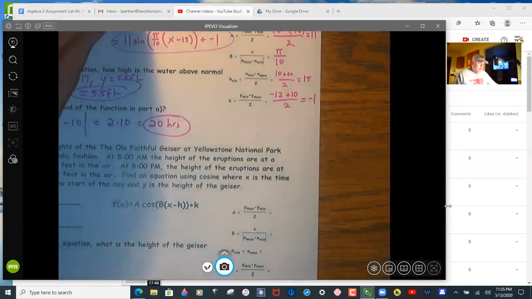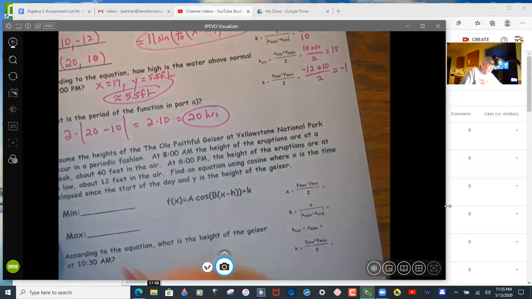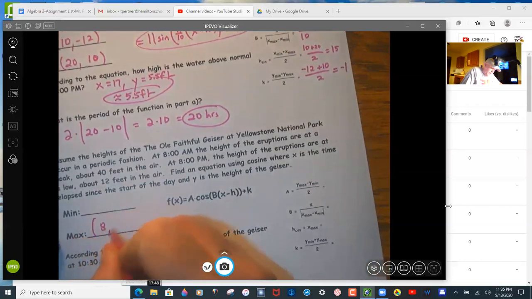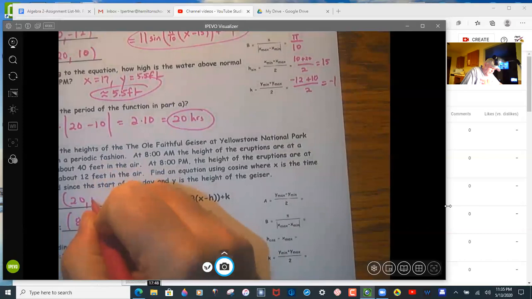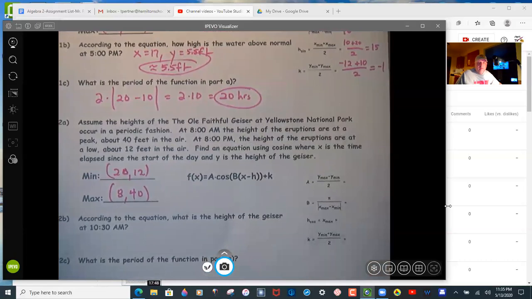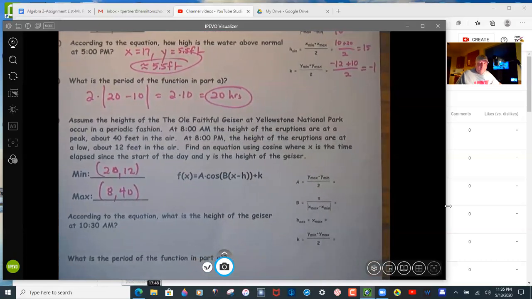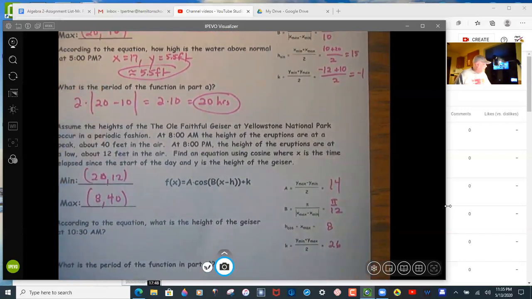All the same on number 2. So at 8 a.m., the height of the eruptions are at a peak 40 feet in the air. So 8, 40 goes right here. If you don't get the min and the max correct, you're going to be done. This will be 20, 12. Why 20? Because at 8 p.m., that's 20 hours of military time at a low 12 feet in the air. And all the same. So to make this video quick, all the same calculations over here. And these values will be 14, pi over 12, 8, and 26. Weird because of the application, but those are the values.